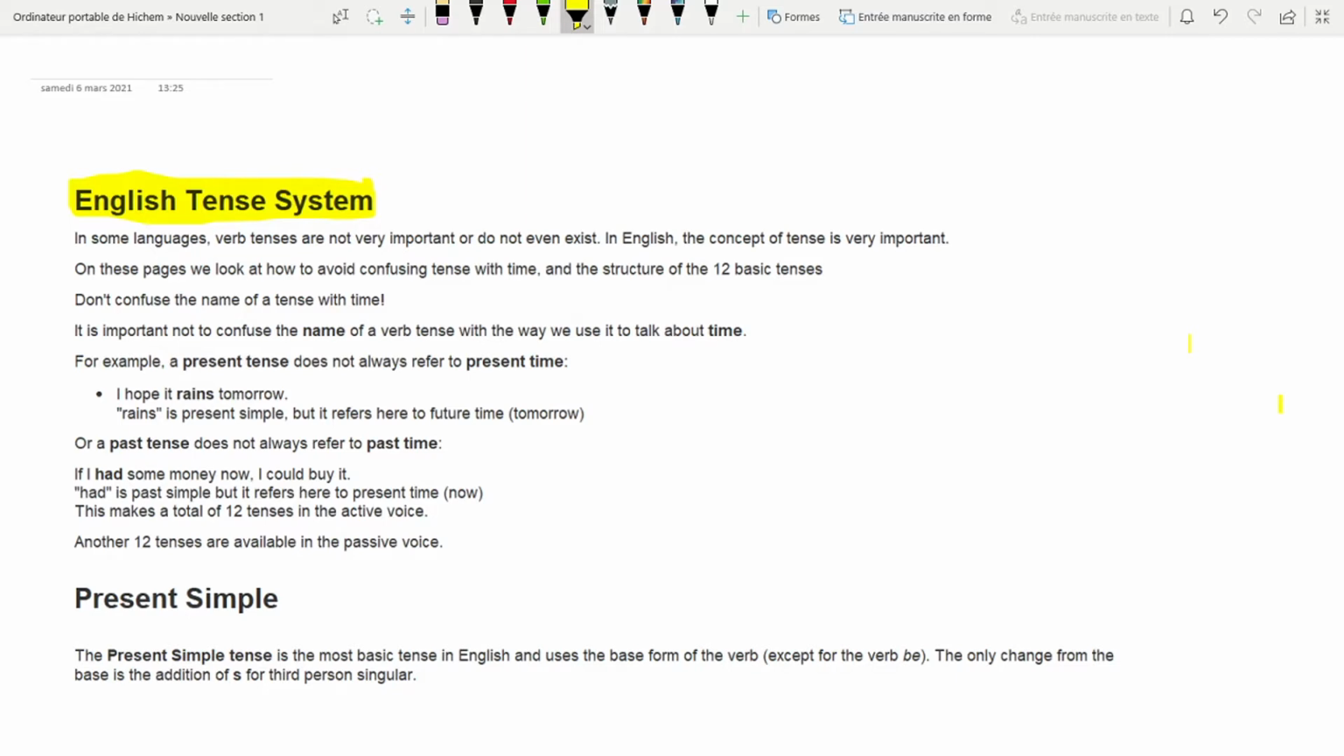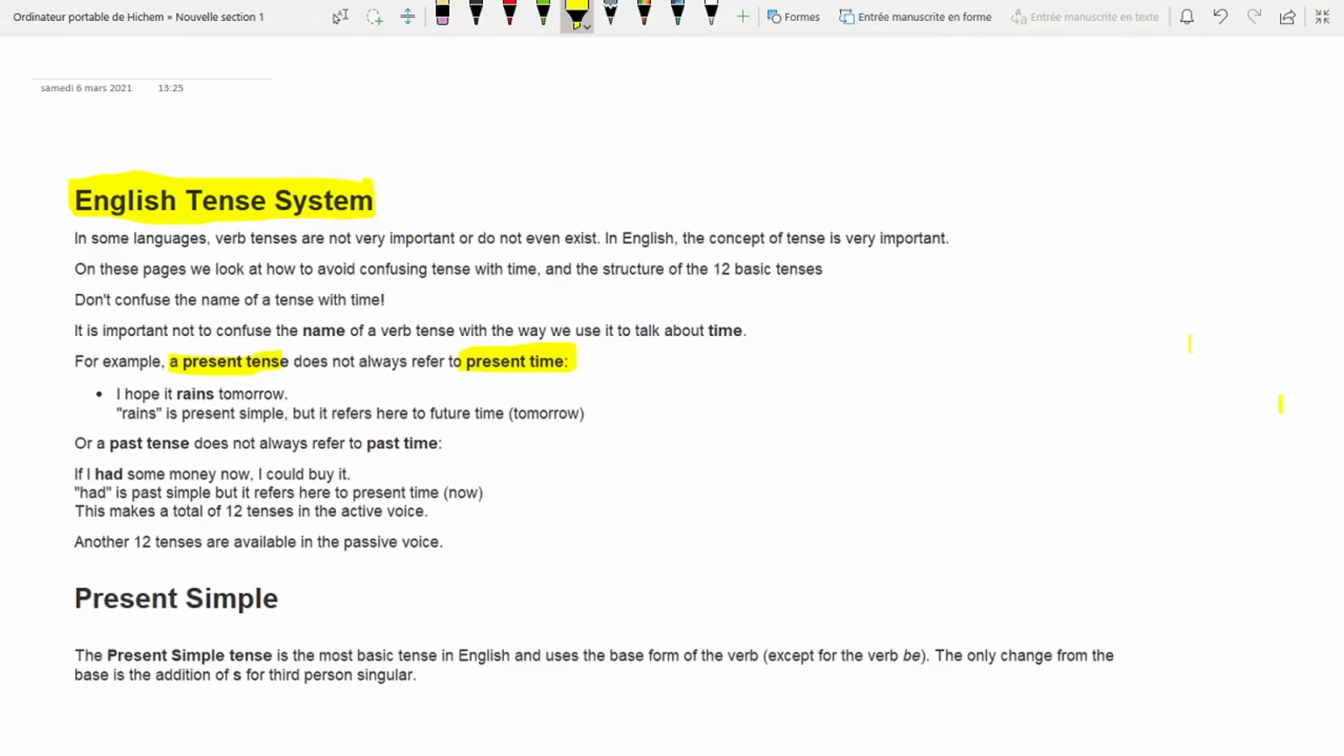So it is important for you not to confuse the name of a verb tense with the way we use it to talk about time. For example, a present tense does not always refer to present time. Sometimes we use the present simple to refer to something that happens in the present, but also sometimes we use the present tense to refer to another time.